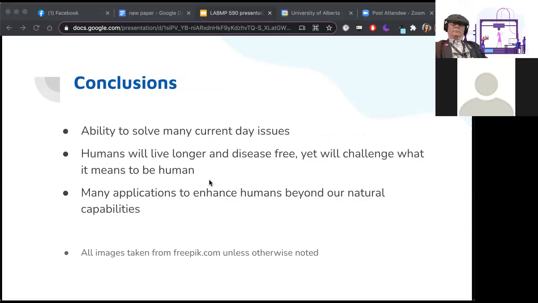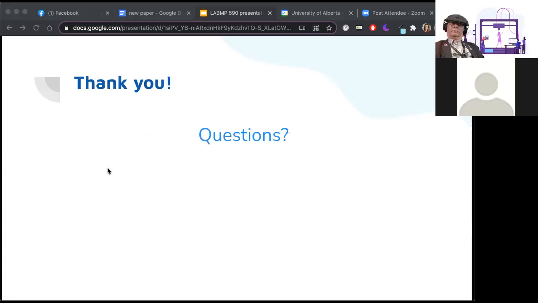In summary, the advent of 3D bioprinting will solve many current-day medical challenges, reduce mortality, and increase quality of life. Future use of bioprinted organs will allow us to live longer and disease-free, yet also challenge what it means to be human. Overall, the future of 3D printing is exciting and promising. And that is the presentation.